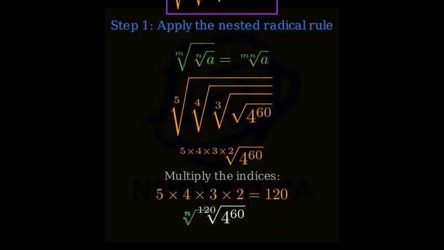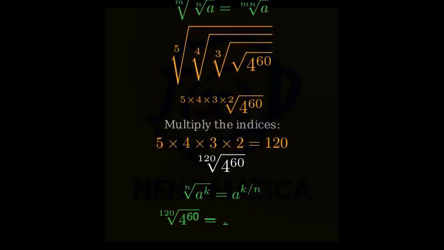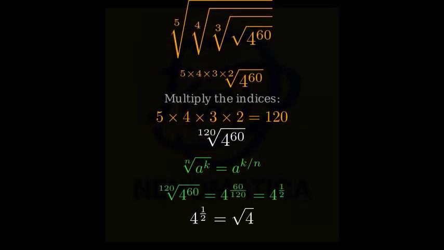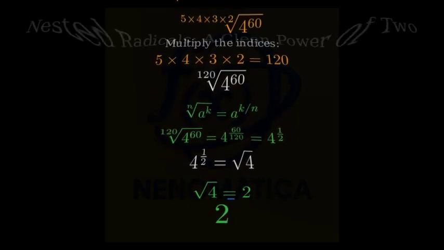Step 4. A helpful fact. The nth root of a to the k is a to the k over n. Apply that here to get 4 to the 60 over 120, which simplifies to 4 to the 1/2. Step 5. 4 to the 1/2 is the square root of 4, and the square root of 4 equals 2.